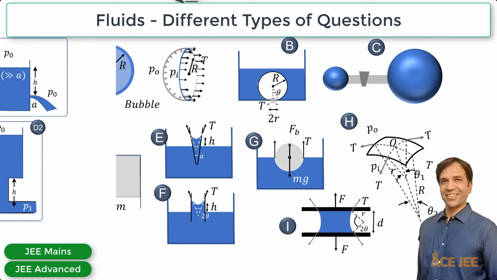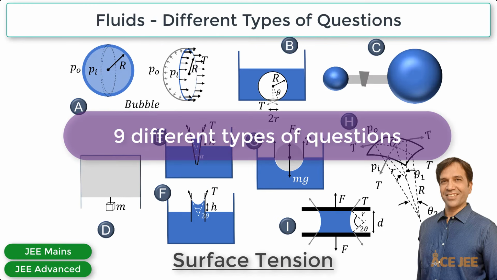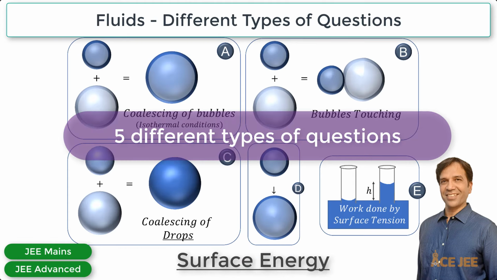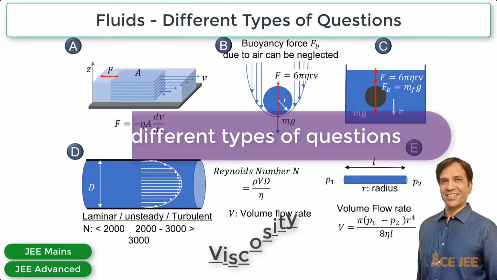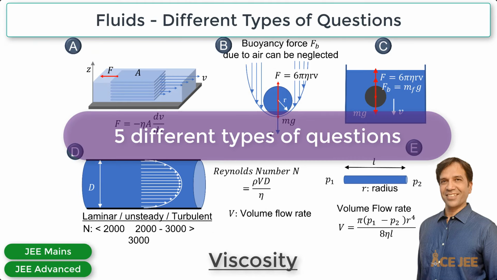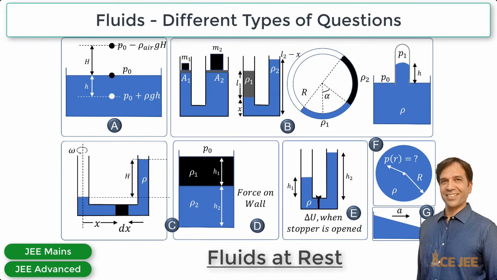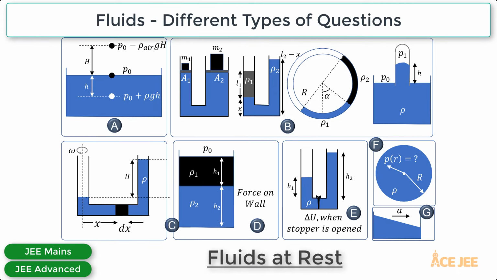continuity. 9 different types of questions on surface tension, 5 different types of questions on surface energy, and 5 different types of questions on viscosity. So let's quickly go through them all. Starting with fluids at rest, where it requires use of P = P0 + ρgh.